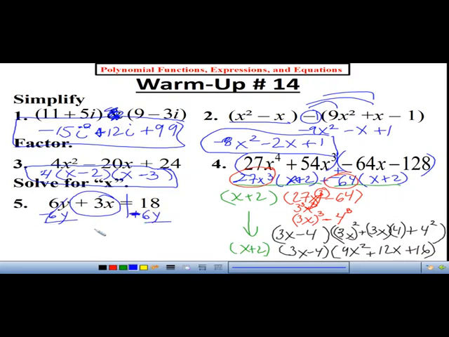This cancels. We're left with 3x equals negative 6y plus 18. And then last but not least, we divide by 3, divide by 3. This is a giant 1. We're left with x equals negative 6y divided by 3. That's negative 2y. 18 divided by 3 is positive 6. And we're done.